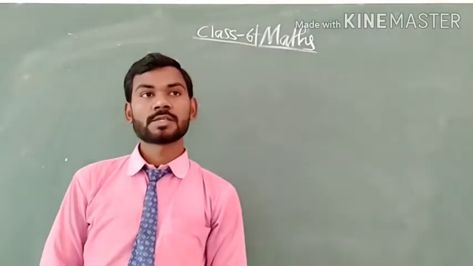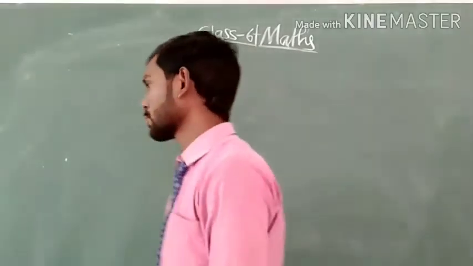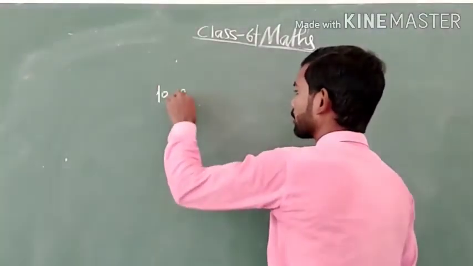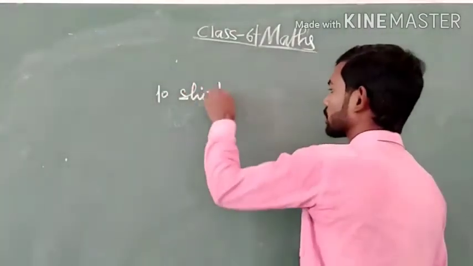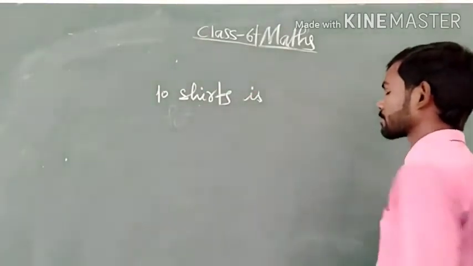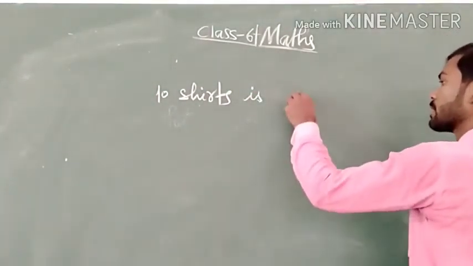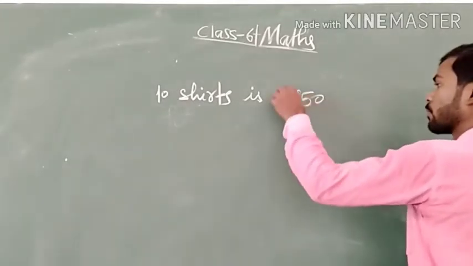We can understand this by an example. Suppose the cost of 10 shirts is 950 rupees.